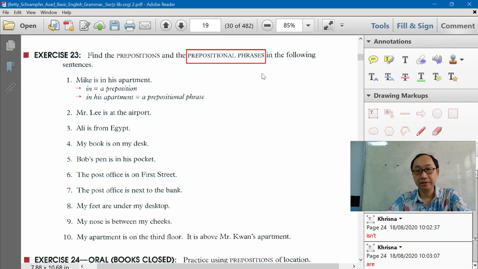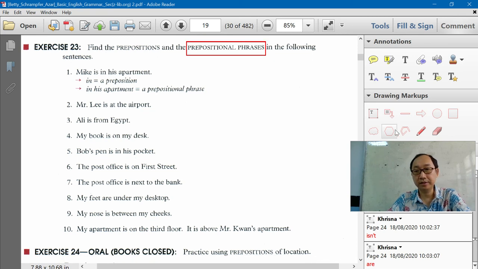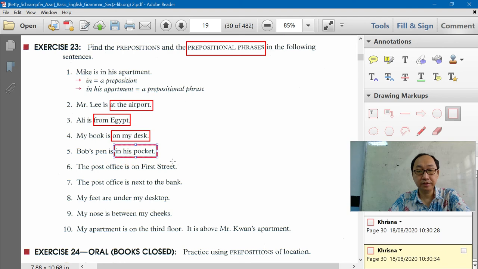Okay, Mr. Lee is at the airport. At the airport is a prepositional phrase. And then from Egypt, prepositional phrase. Let's see. Okay, please follow me in answering these questions by guessing. In his pocket, prepositional phrase. On First Street.